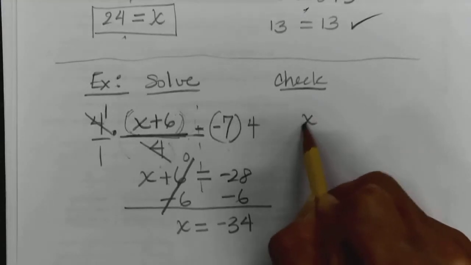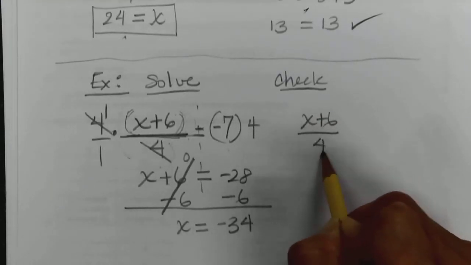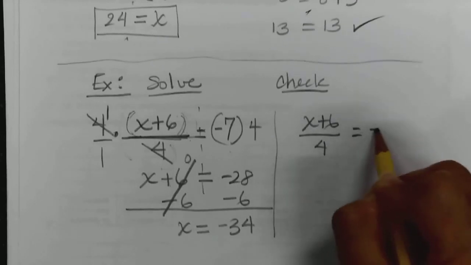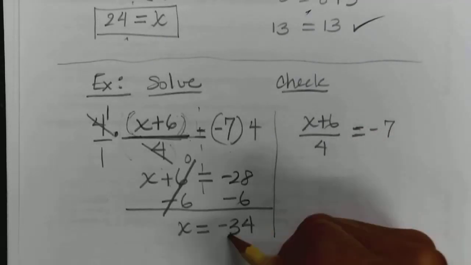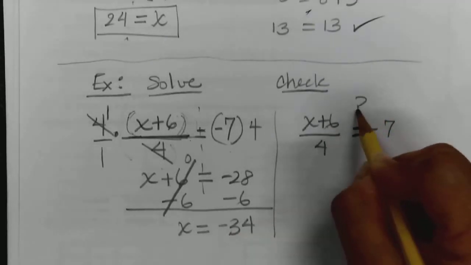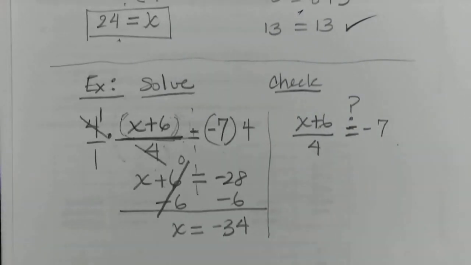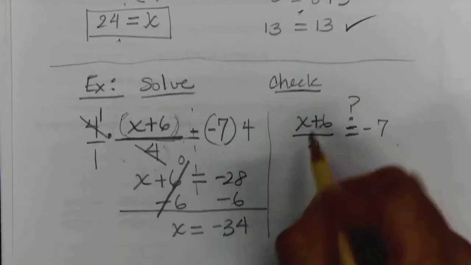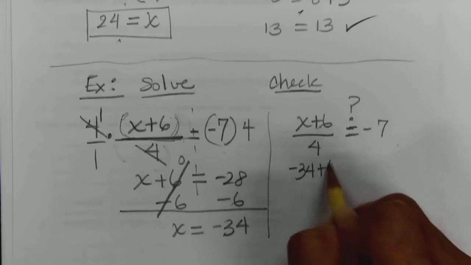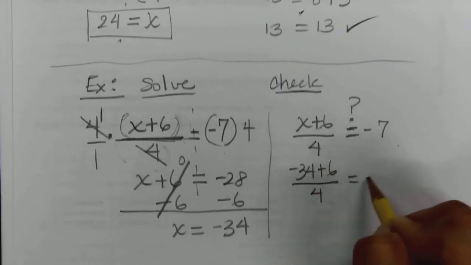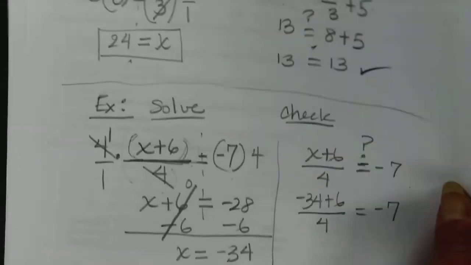Plug in the same thing. Write down the original. And we're checking to see when I plug in negative 34, is it going to equal negative 7? That's what you're checking for, right? So we're going to plug in negative 34 plus 6 divided by 4. Is it going to equal negative 7?